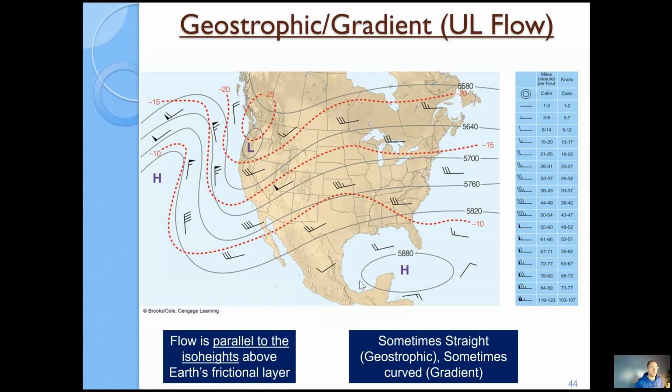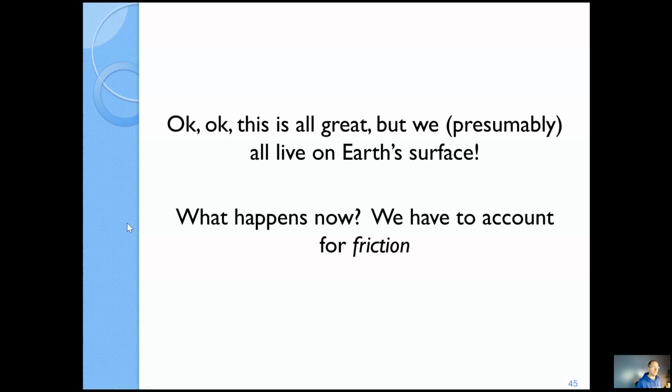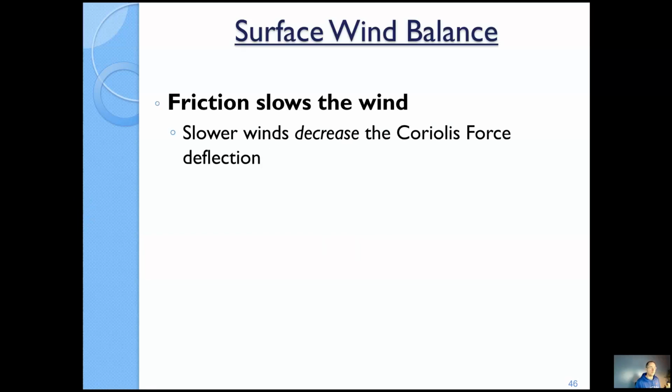Alright, we ended our last video with this slide talking about how flow behaves in the upper levels, and I hinted that this was kind of the more, well, somewhat simplistic way of looking at things. So the issue is we live down on Earth's surface, and we have to account for friction when we try to do a force balance down at the surface. And friction, as we said, slows the wind down, and that's going to cause some other impacts to the resultant wind. And so here we go, surface wind balance.